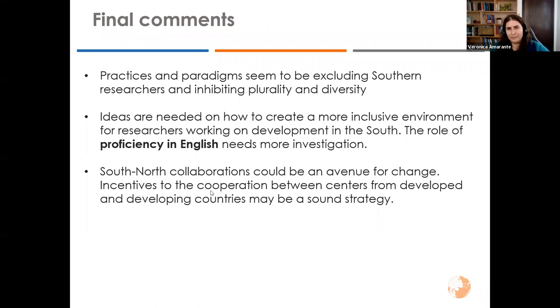If we don't have any more questions, it's important to highlight again that PEP tries to overcome many of these constraints for publishing and participating in conferences for researchers from the South, and also the funding problem that was highlighted. But of course, as results show, it's still a problem.